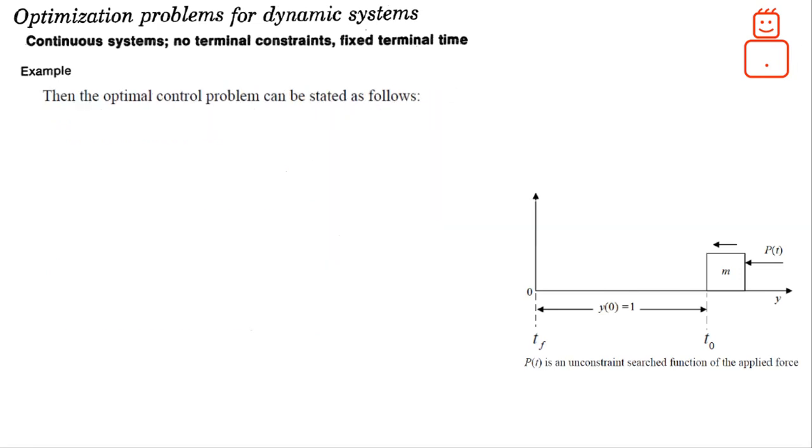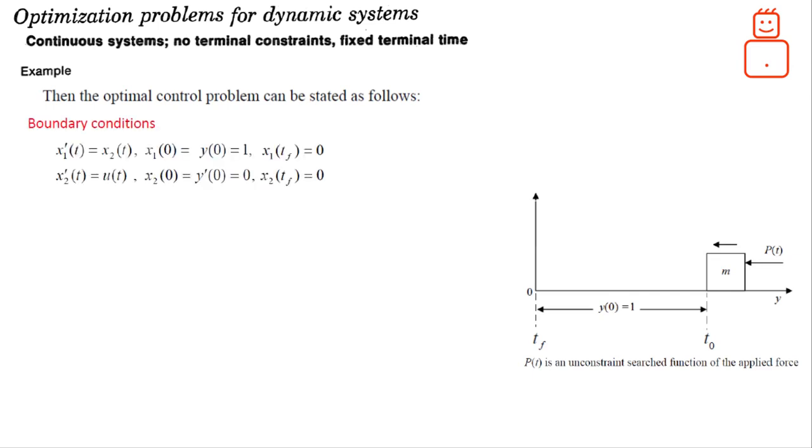We can restate this problem as an optimal control problem as follows. First, we have boundary conditions as shown below. Second, we have the optimization problem where we have the cost function or the performance index as shown. This objective function is subjected, of course, to the process dynamic.